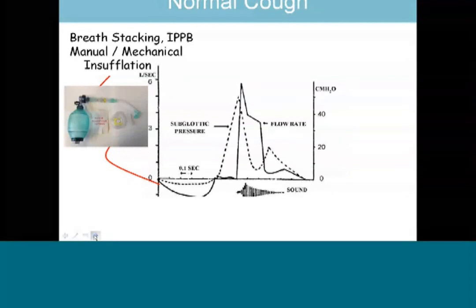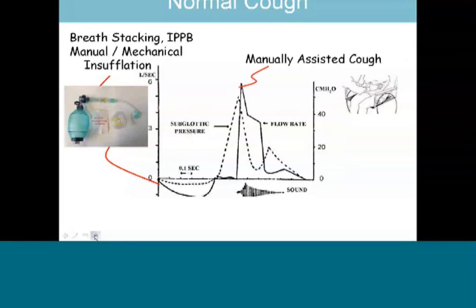Other countries use different techniques. Some will use intermittent positive pressure breathing or the bird. And some countries will deliver a deeper breath in with the non-invasive ventilator or give a deep breath in via one of the mechanical insufflation, exsufflation devices.